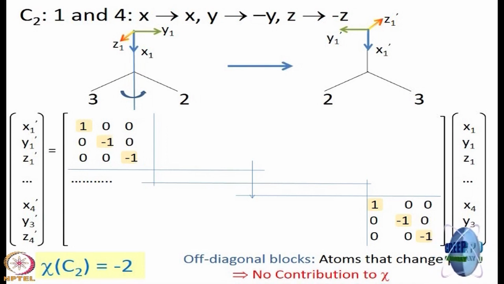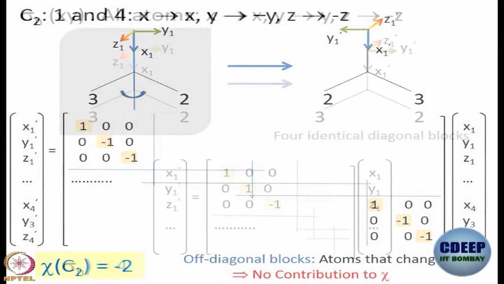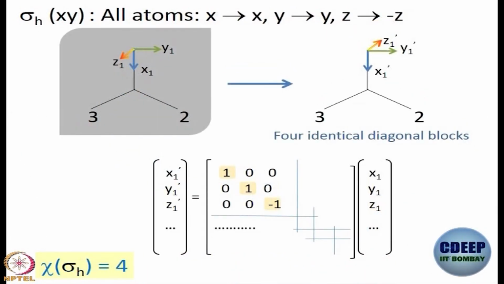2. Chi of C2 is minus 2. Alright, C2 is done. What is next? Let us do sigma H. For sigma H, which are the atoms that move from their position?